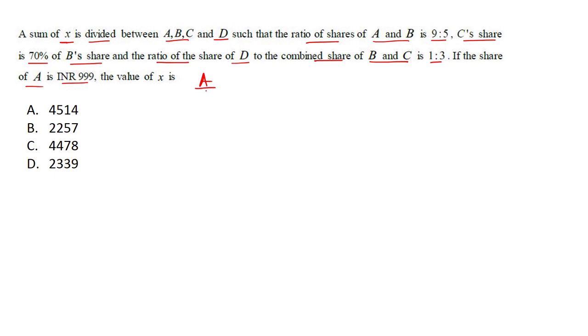Now, A upon B share, what is given? It is 9 by 5. But the share of A we already know, 999. So, what is the share of B? 9 into 111. So, the share of B is going to be 555 rupees. Okay, B I have calculated.